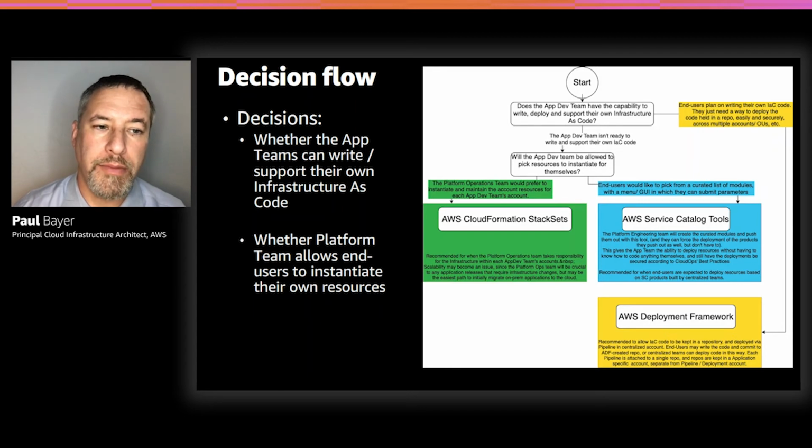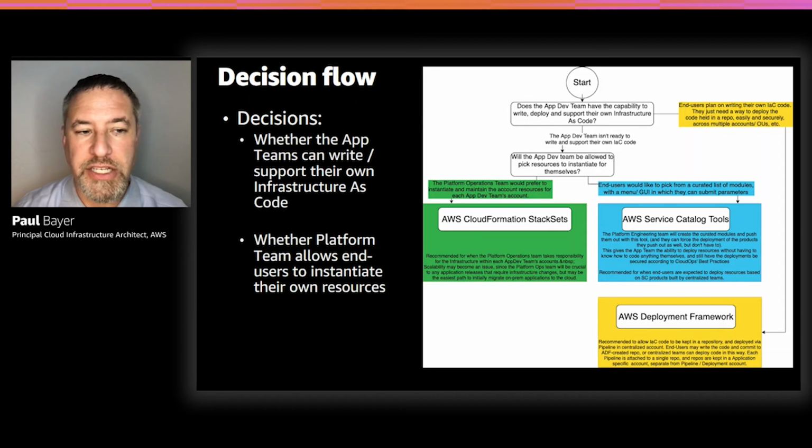So does the developer team, are they allowed to pick the resources that they would like to use? Do they have a self-service ability? If they do have the right to pick and choose, say, which VPC or which types of infrastructure they're allowed to instantiate, then we would recommend using AWS Service Catalog tools. The Service Catalog tools would allow them to pick and choose from pre-created products and portfolios, and would give them that self-service ability to instantiate what they needed.